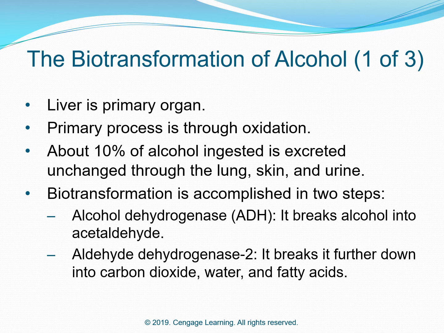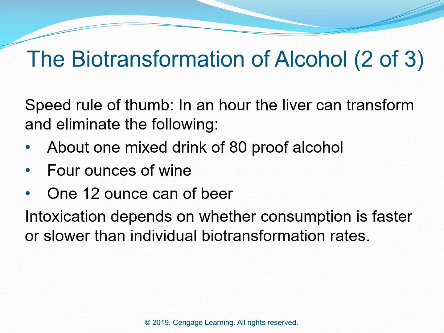Aldehyde dehydrogenase 2 breaks it further down into carbon dioxide, water, and fatty acids. Speed rule of thumb: in an hour, the liver can transform and eliminate about 1 mixed drink of 80 proof alcohol, 4 ounces of wine, or 1 12-ounce can of beer. Intoxication depends on whether consumption is faster or slower than individual biotransformation rates.